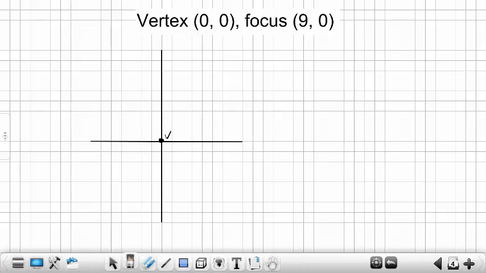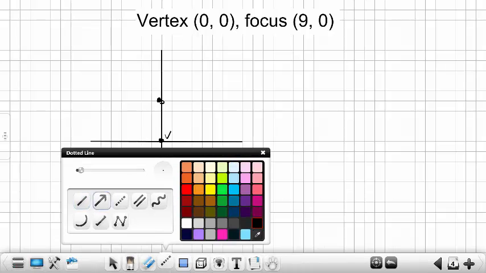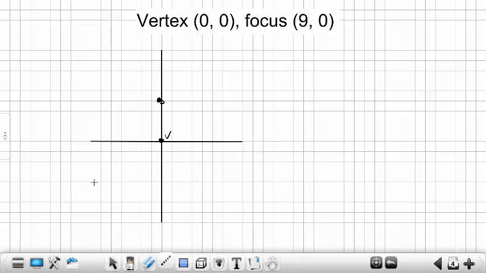So if my focus is here, that would put my directrix here. Are you okay with that? The focus and the directrix are always the same distance from the vertex. So if my focus was 4 away, my directrix is 4 away. So if my focus was here, my directrix would be here.